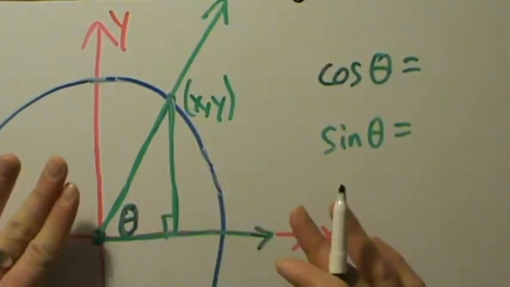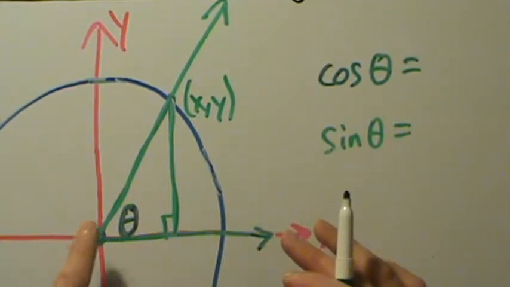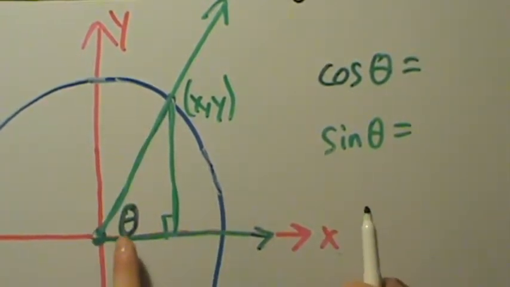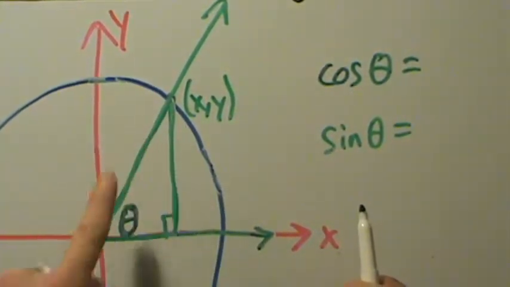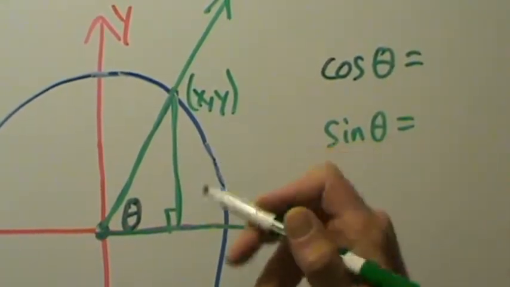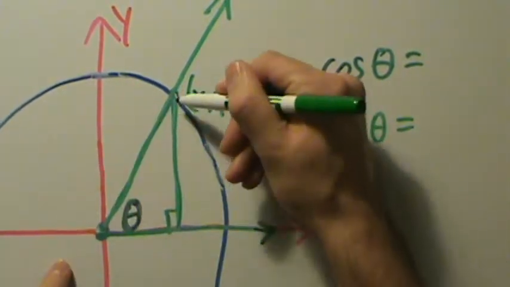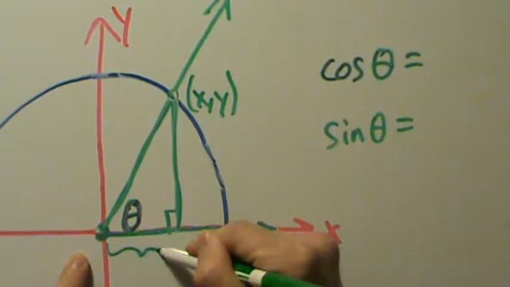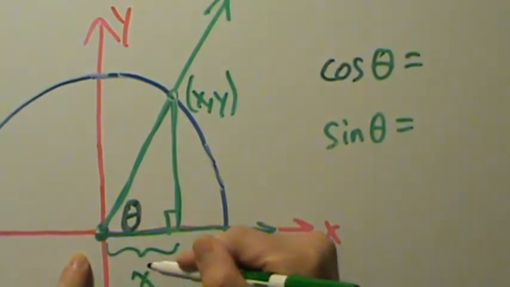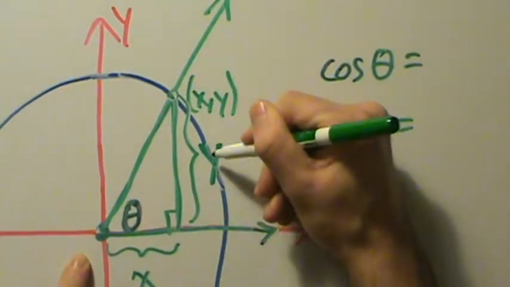So if we just look at the right triangle, what's the cosine of theta? Cosine of theta is the adjacent side divided by the hypotenuse. What's the sine of theta? The opposite side divided by the hypotenuse. So let's go ahead and figure out what these things are. Well, first of all, this is the point 0, 0. This is the point x, comma y. That means this side here has to be x units, okay? And this side here has to be y units, okay?